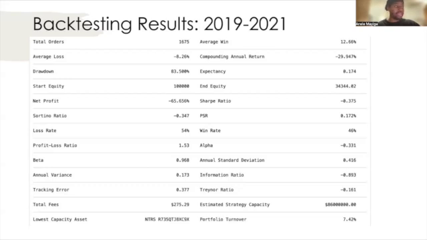While there were some positives, such as a favorable profit-loss ratio, indicating that winning trades were more profitable than losing ones, the low win rate and persistent losses made it impossible for the portfolio to recover.